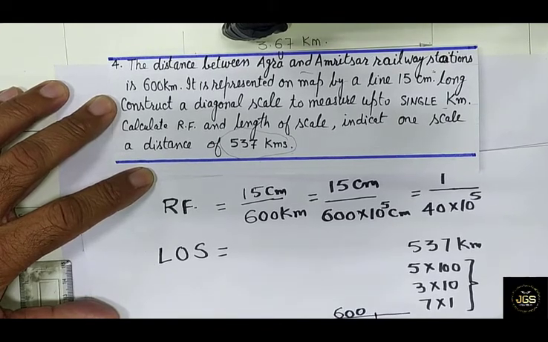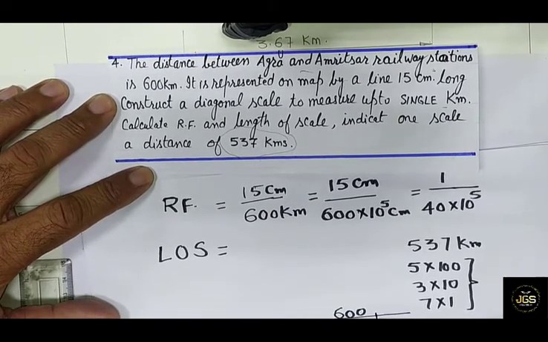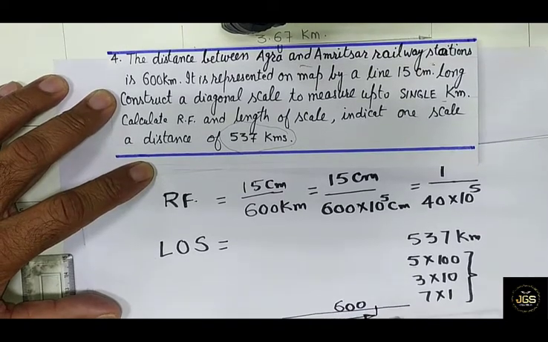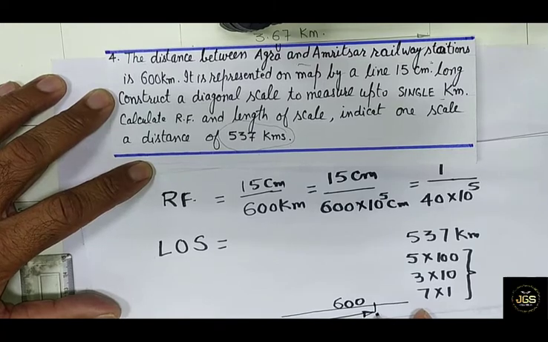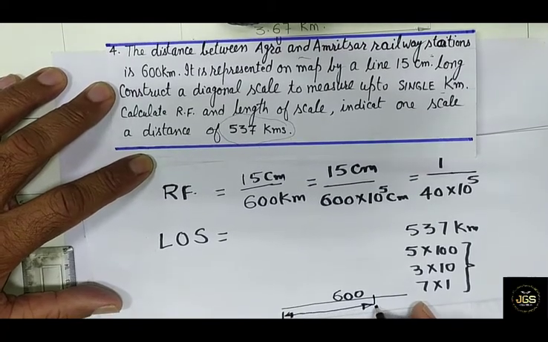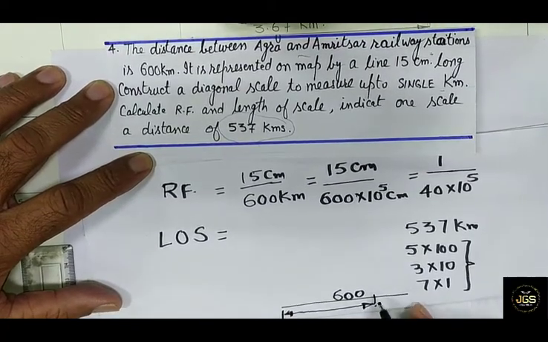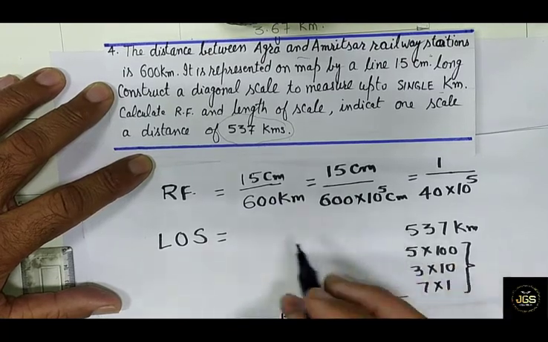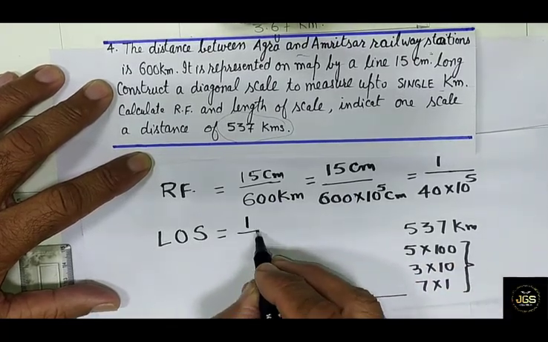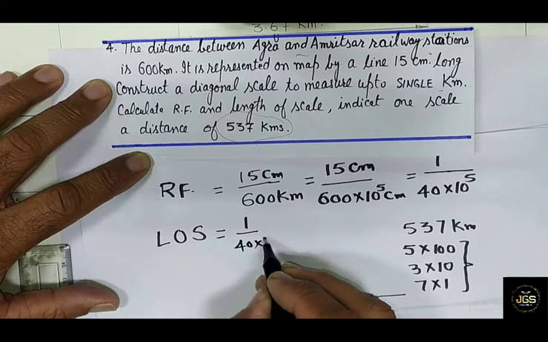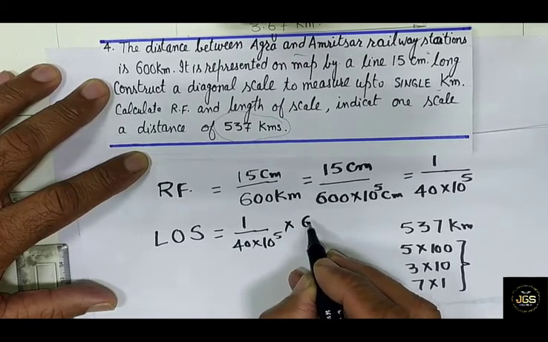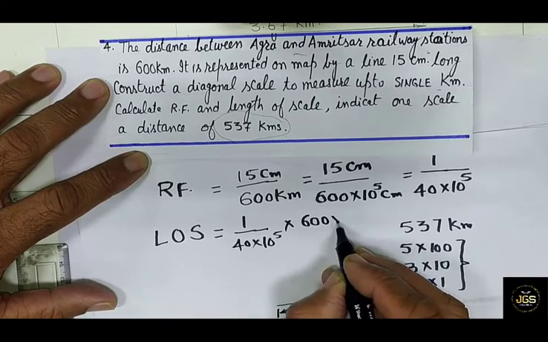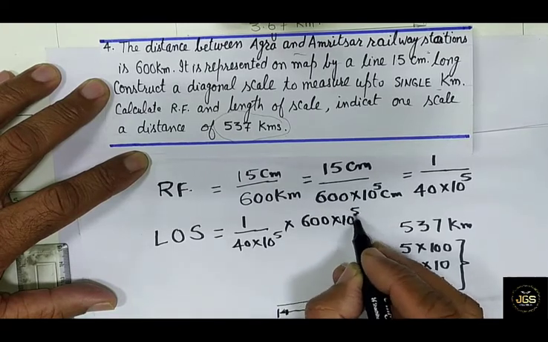So you can take the maximum distance to be measured by the scale as more than whatever you are going to show on the scale. So here I will take the maximum distance to be measured by the scale as 600 kilometers. So now RF is 1/40 kilometers, so you take the 600 kilometers and convert it into 10 raised to 5 centimeters.